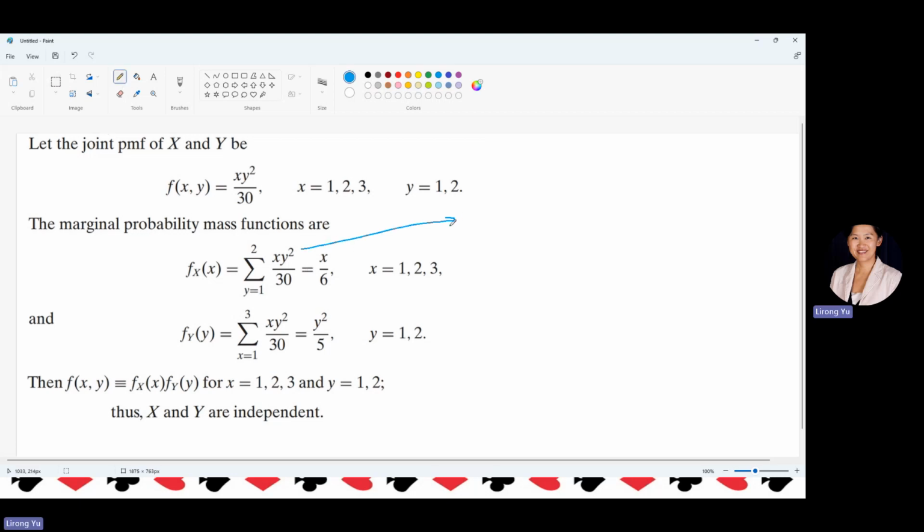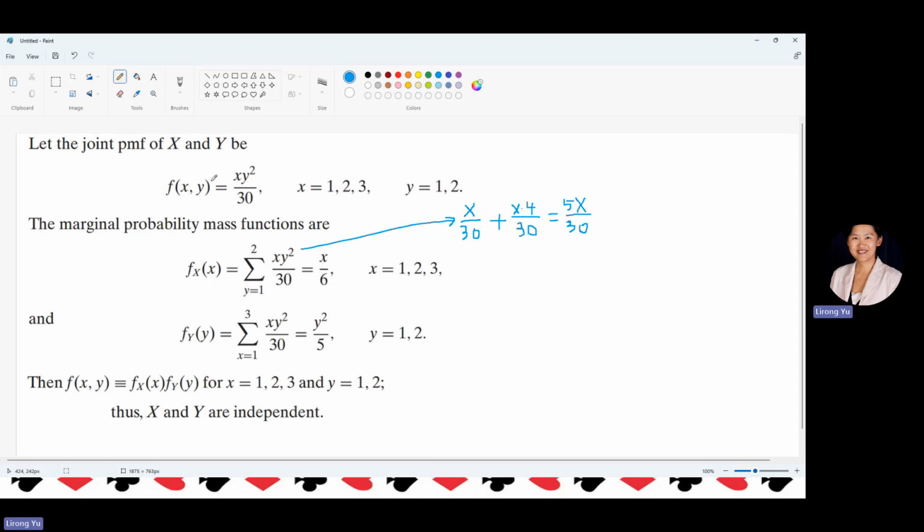So in this calculation, y takes on 1 or 2. With y equal to 1, you have x times 1 squared, so x over 30. Plus the case y equal to 2, where y squared is 4, so x times 4 over 30. You can see x over 30 or 4x over 30, so altogether it is 5x over 30. The simplified version of it is x over 6.